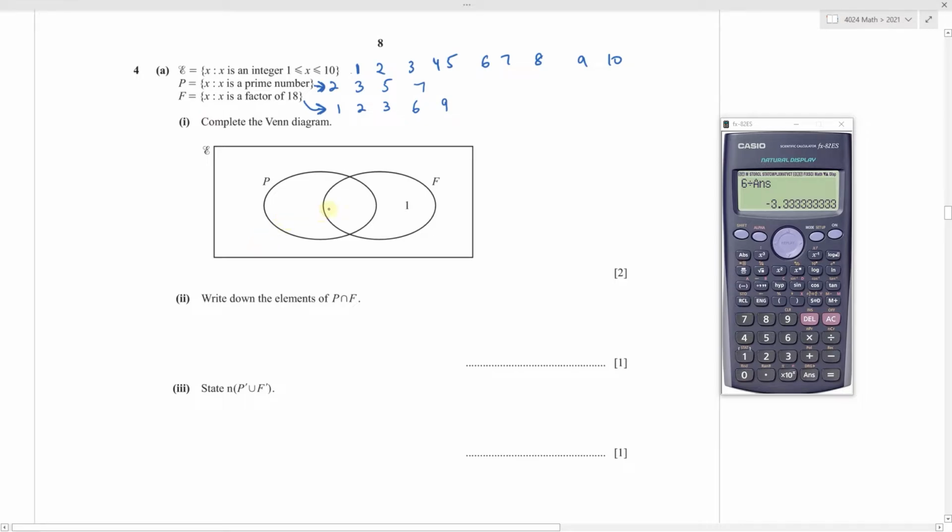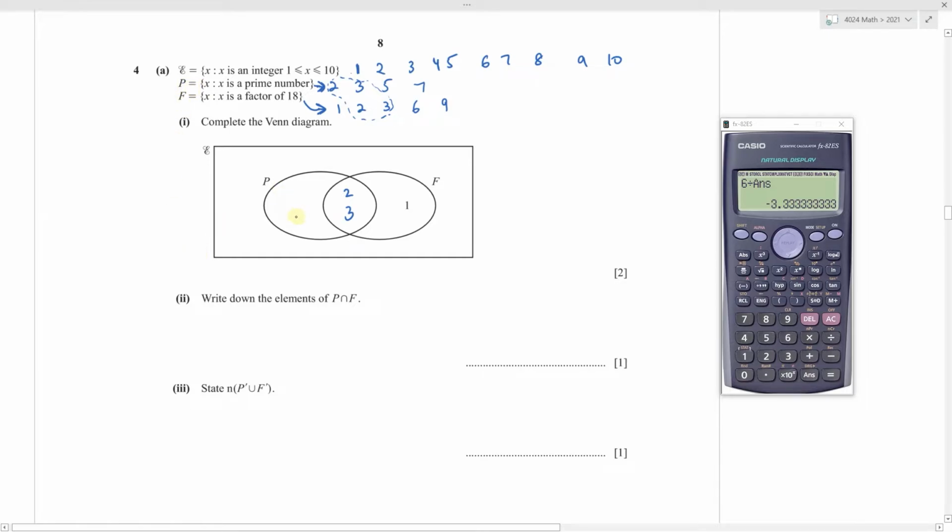So now let's complete this Venn diagram. We first start with the intersection. So intersection means the numbers that are common between P and F. So 2 is in both, 3 is in both. And then 5, 6, no other common numbers. So 2 and 3 will be in this intersection because they're present in both of these sets P and F.